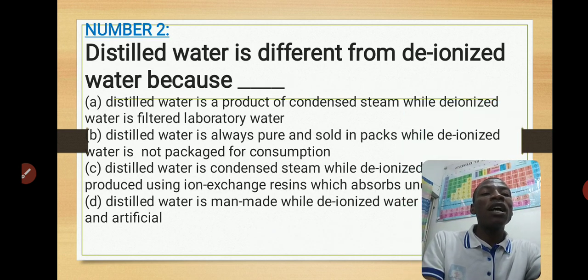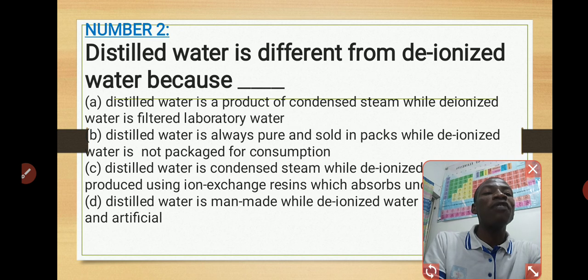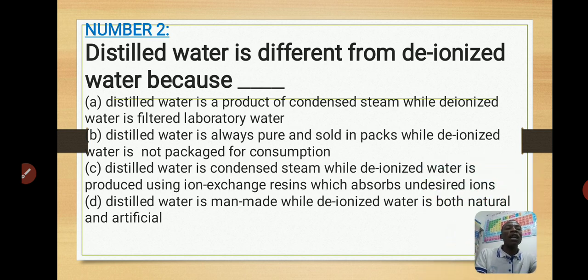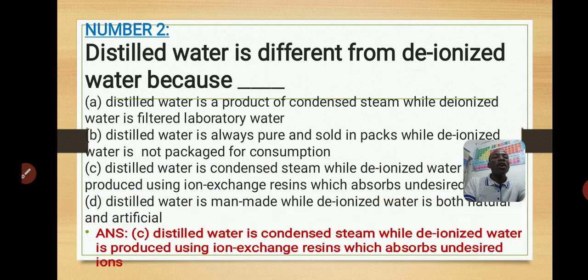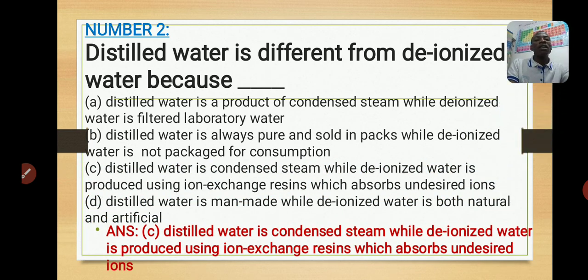Number two question says distilled water is different from de-ionized water because, and the answer to this question is option C, that distilled water is condensed steam, while de-ionized water is produced using ion exchange resins which absorb undesired ions. So that is the difference between distilled water and de-ionized water.